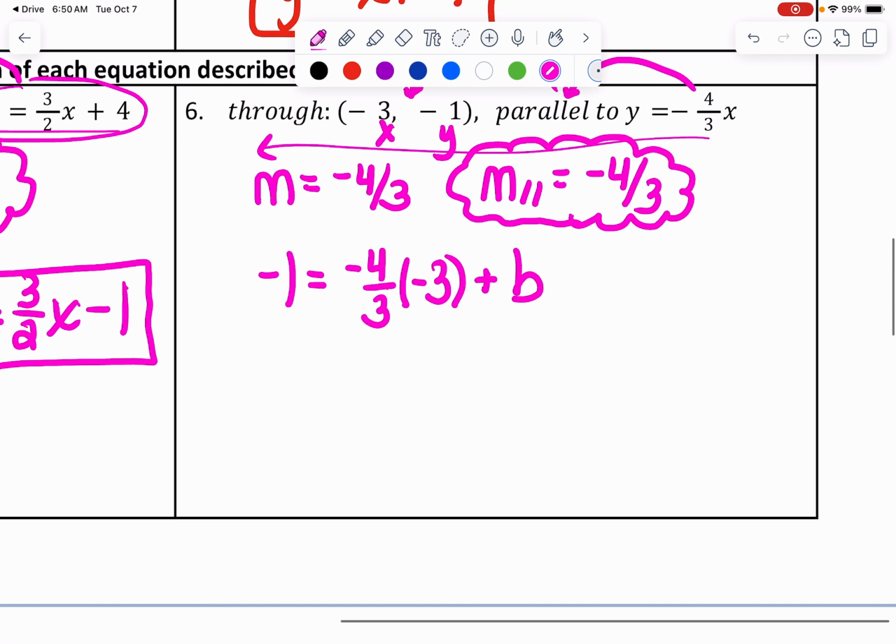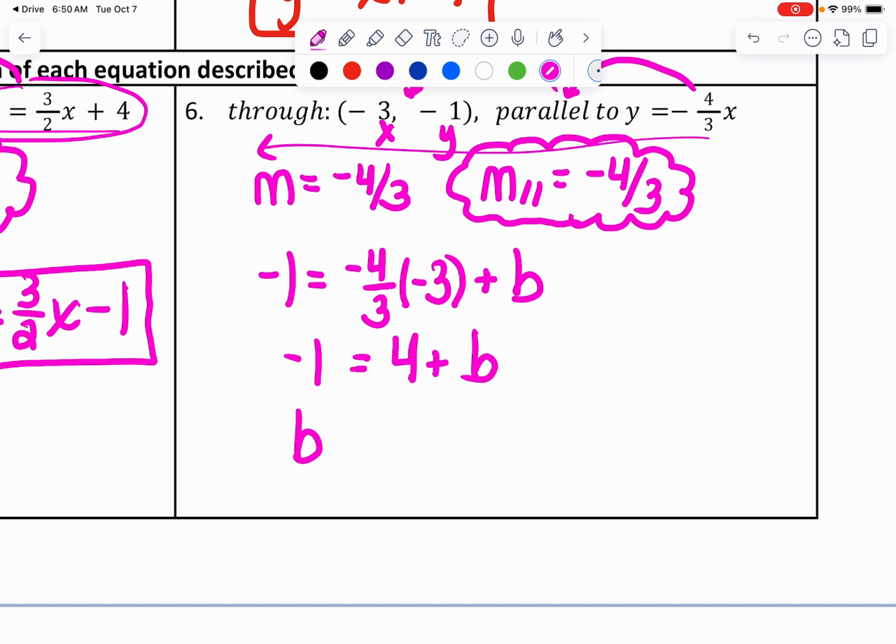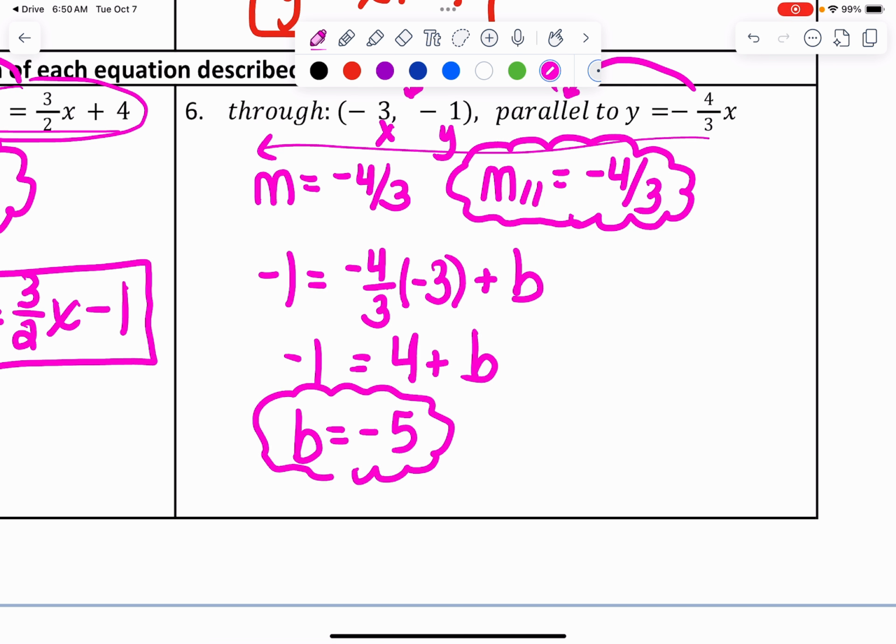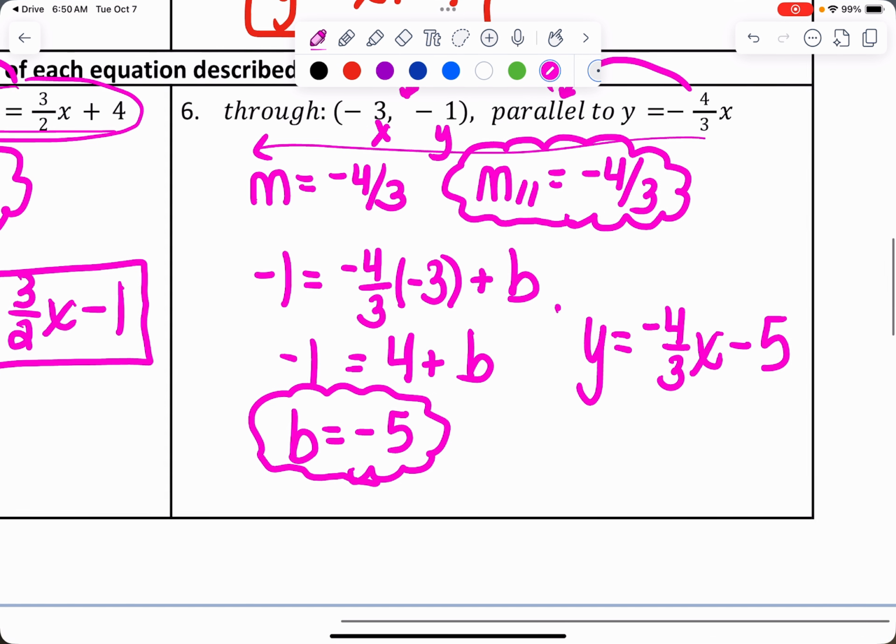Okay. And so what I would get is -4/3 times -3 is going to be a +4, because it's double negative, plus b equals -1. And so then from there, subtract 4, you would get b equals -5. And so then taking what I bubbled in, my final answer would be y equals -4/3 x minus 5.